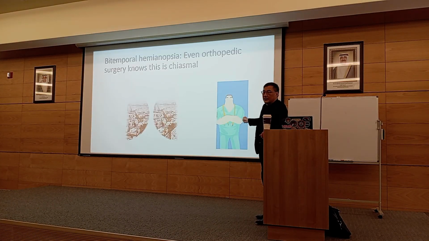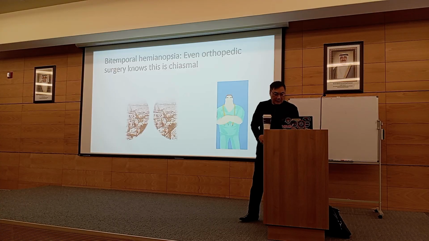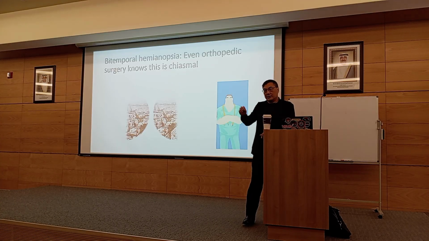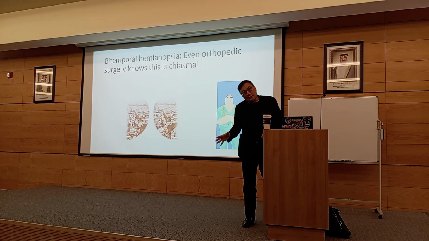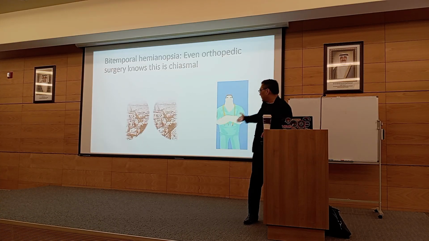Because even orthopedic surgery knows that bitemporal hemianopsia is bad. Okay? The one you don't know is the one that looks like optic neuritis, the junctional scotoma of Traquair, and the homonymous hemianopsia. Those are the ones that ortho can't figure out. Okay? You got to be better than ortho.